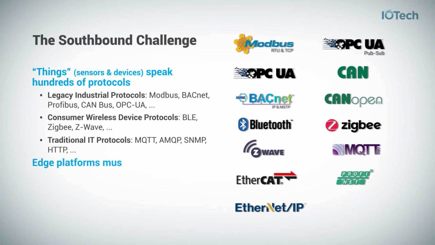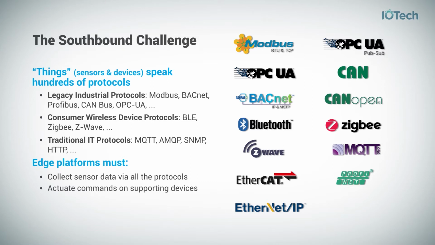Regardless of the protocol, an edge platform must connect and interoperate with the sensors and devices that speak these protocols. They must be able to get the data from the thing over the thing's protocol. They must provide a means to issue a command or actuate back to the thing using the thing's communication protocol. For a platform to be truly successful and scale to the new use cases and needs, it must also be able to address new things, new protocols quickly.